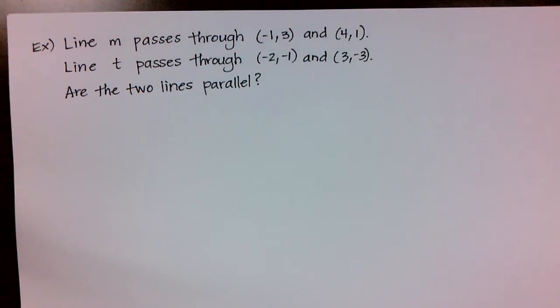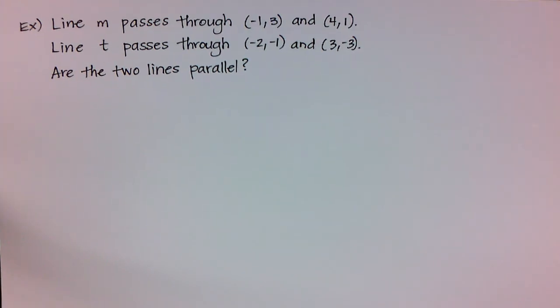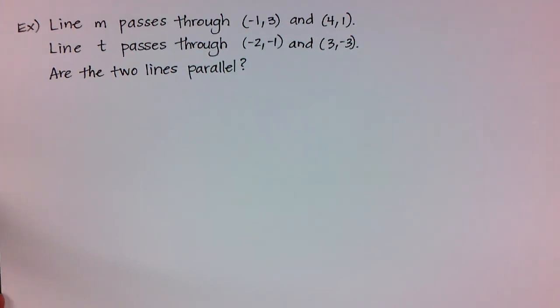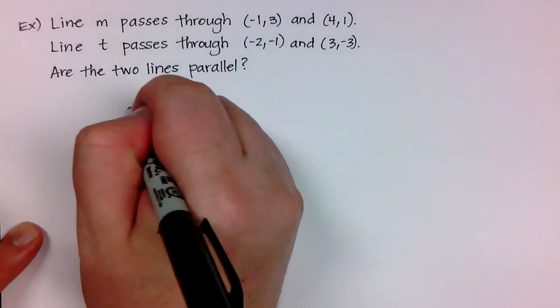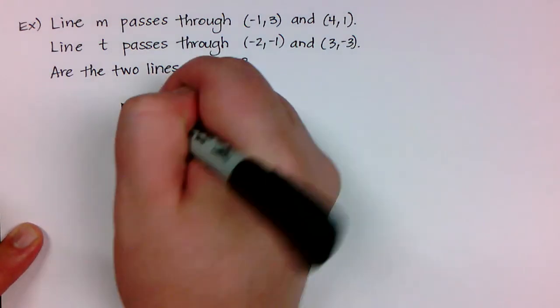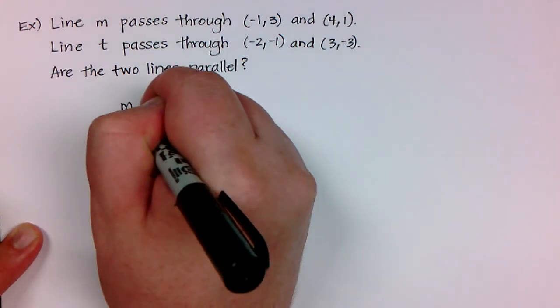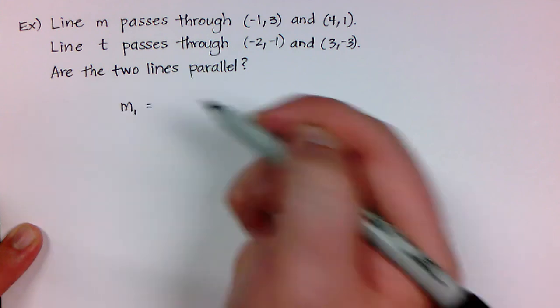This says that line M passes through the points negative 1, 3 and 4, 1. Line T passes through negative 2, 1 and 3, negative 3. Are the 2 lines parallel? This is simple. From our postulate, we know that parallel lines have the exact same slope. So let's just find the slope of them. Let's find the slope of line M. I'll just call it M1.